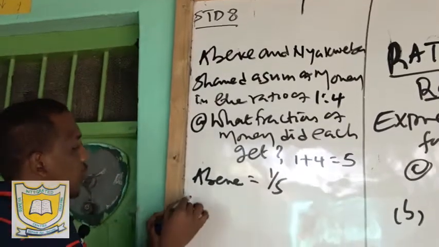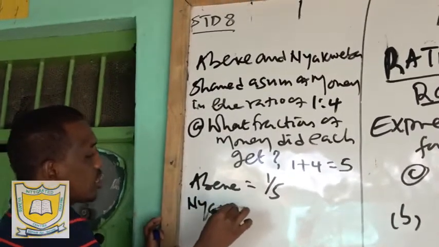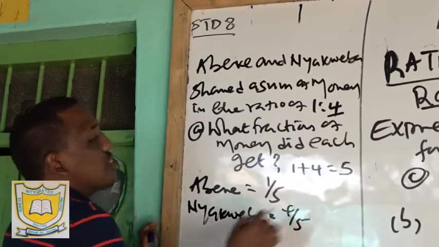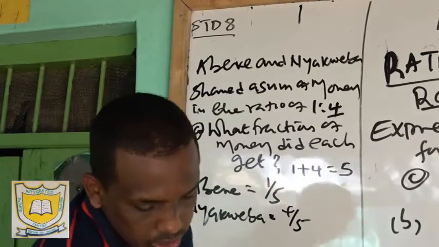Let us go to Nyakwepa. The ratio of Nyakwepa is 4 out of 5. That is the fraction of Nyakwepa.